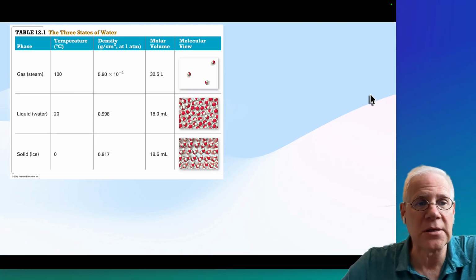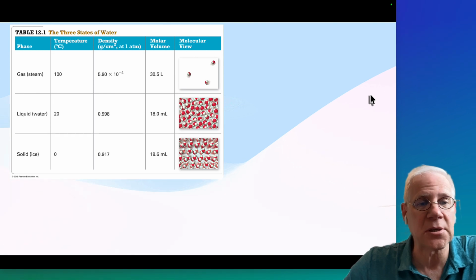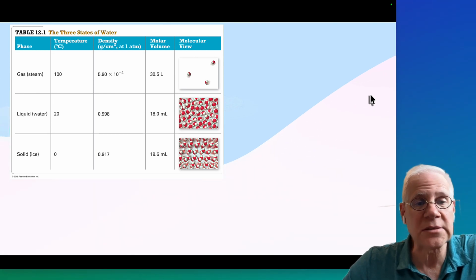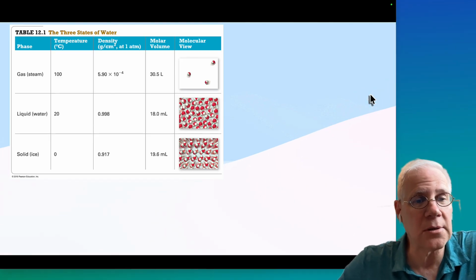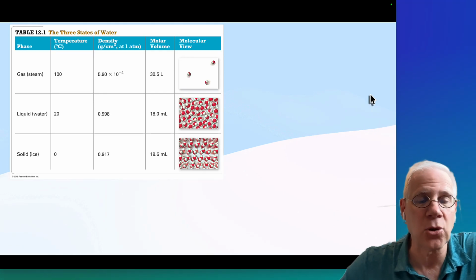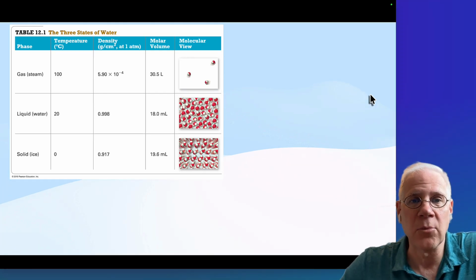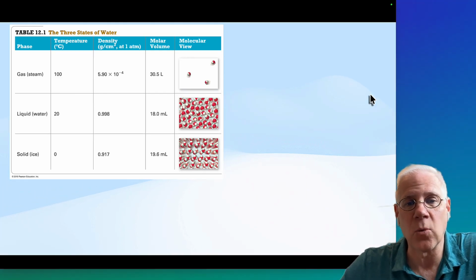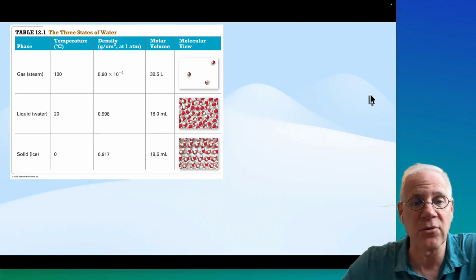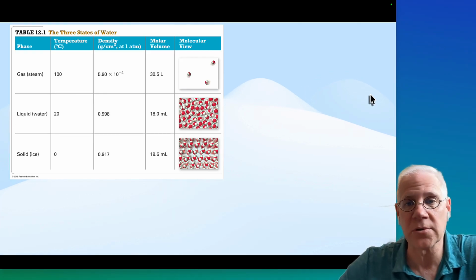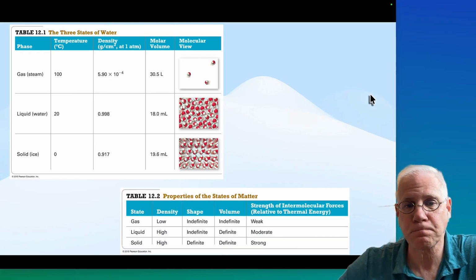And then you have our solid, which starts at 0 degrees Celsius and goes below. Has a lower density, which allows ice to float. Has a molar volume of about 19.6 milliliters, so its molar volume is a little bit higher, which is indicative of the lower density there. And in the molecular view, you can see that the water molecules are arranged in very specific ways. They have a very different orientation, which is very common for crystalline solids.